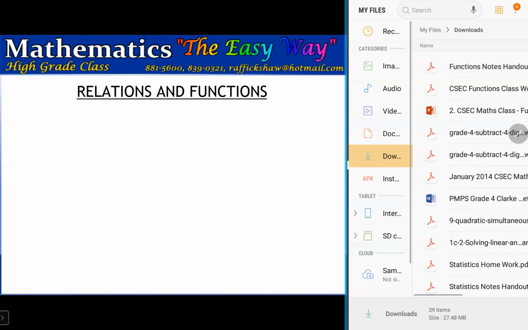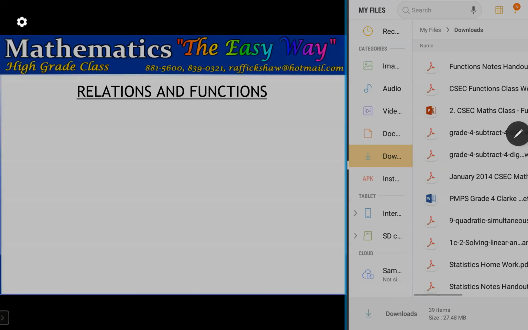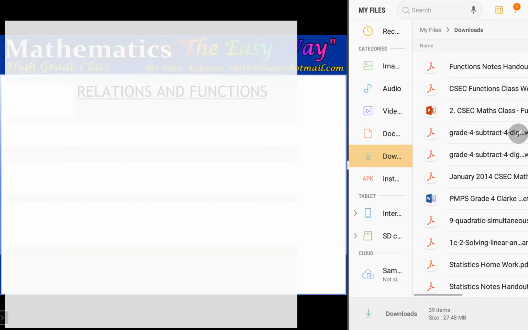All right. I just want to leave a little section right here so I can make notes on the right side if I have to.